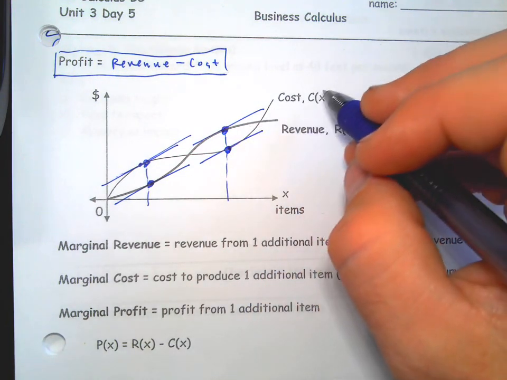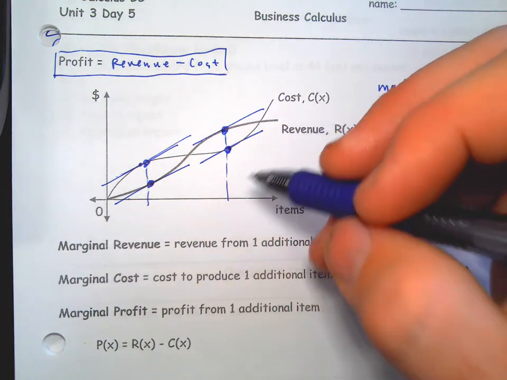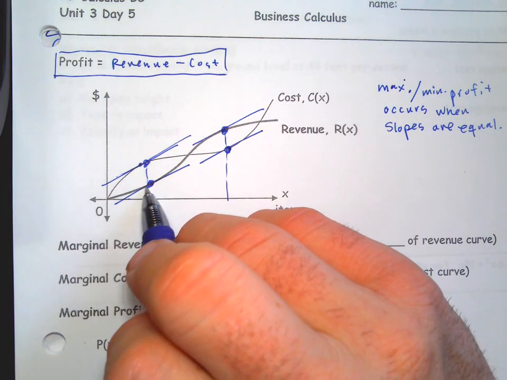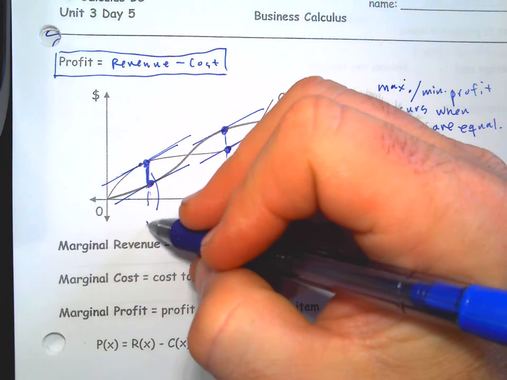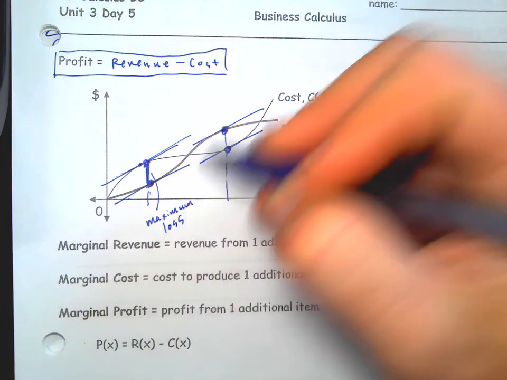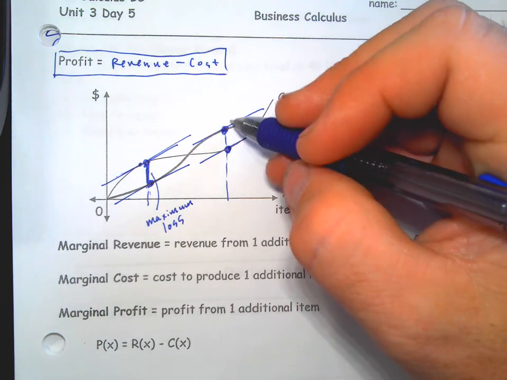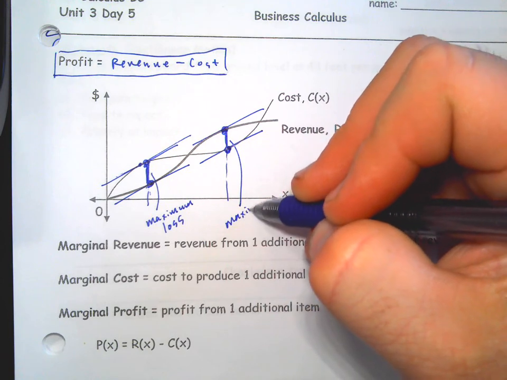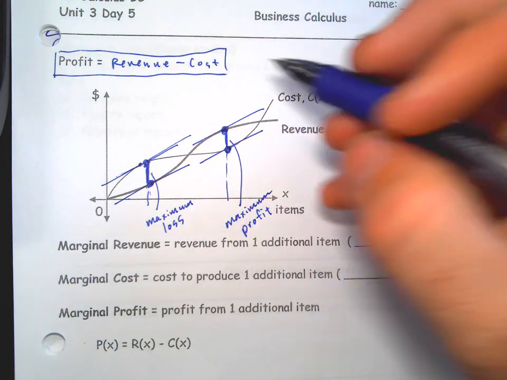The area under the cost curve will give you the total cost, and the area underneath the revenue curve is going to give you the total revenue. So at this point, cost is more than revenue, and this is the place where it is the worst. This is your maximum loss because you have more cost than revenue. But here, the revenue is the greatest distance away from the cost curve. This represents your maximum profit. So let's figure out why.